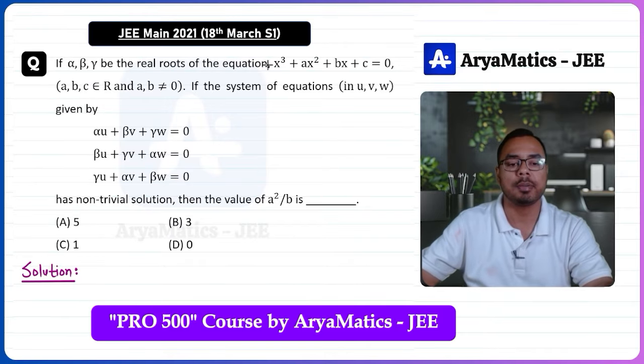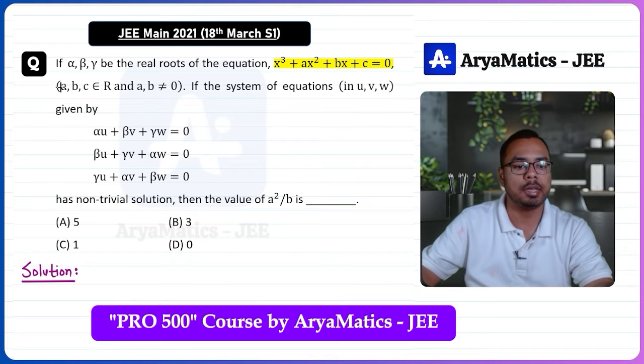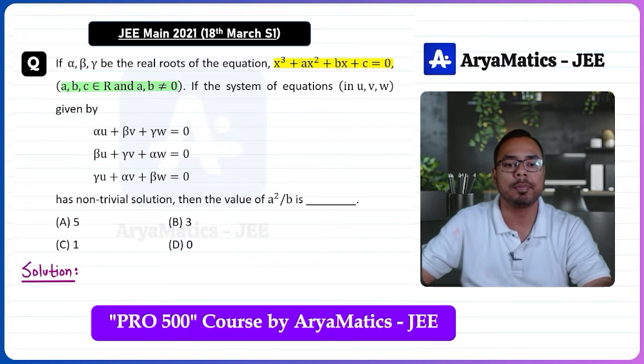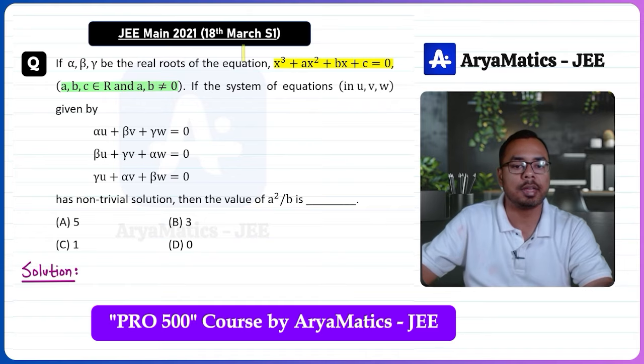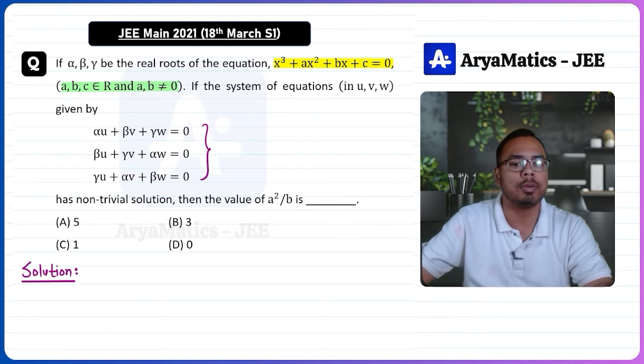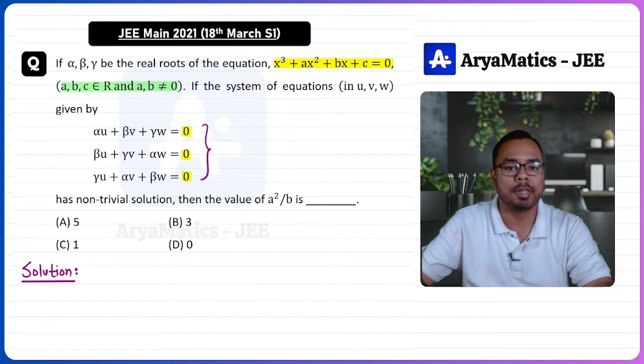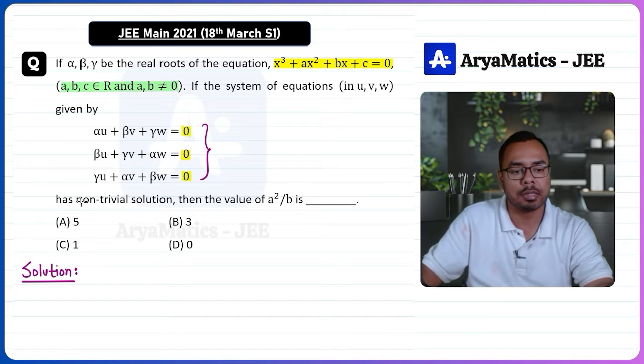If alpha, beta, gamma are the real roots of this cubic equation, it is given that A, B, C belong to R and A and B, these two are non-zero. If this system of linear equations in U, V, W has a right hand side of 0, which means we have a homogeneous system of linear equations. So if this system has a non-trivial solution, right?